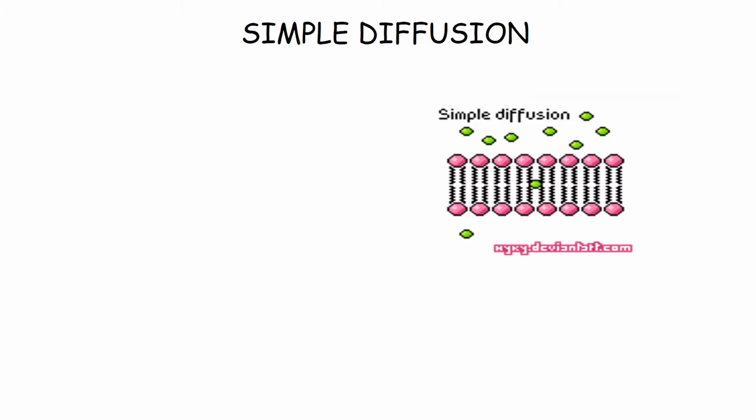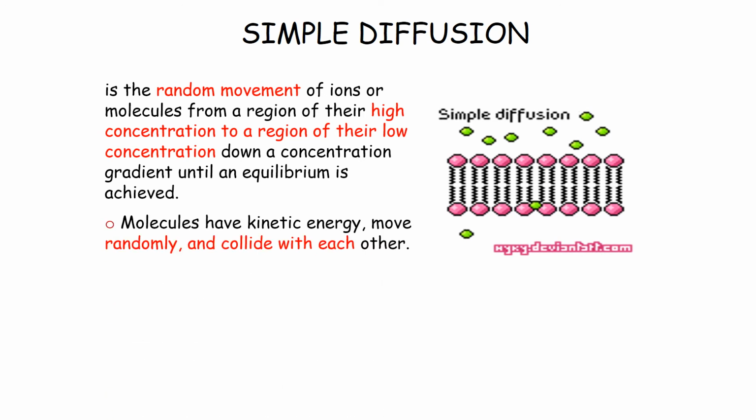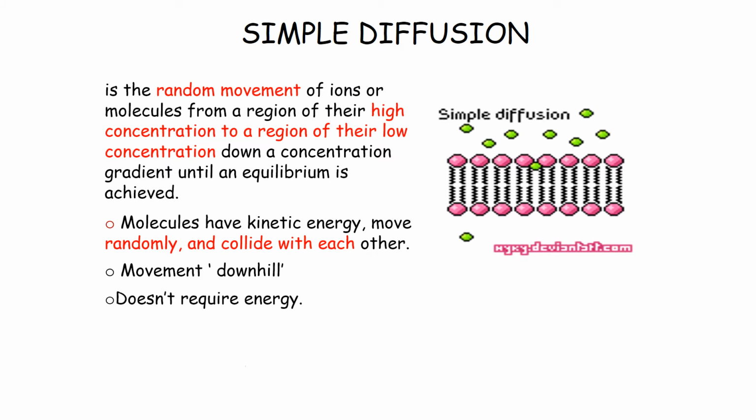So simple diffusion, as the name suggests, is a simple process. It is nothing but movement of substances along the concentration gradient from a region of higher concentration to a region of lower concentration. What drives this movement? It is basically when the molecules strike against each other through Brownian movement, they acquire kinetic energy by colliding, and then they cross the semi-permeable membrane if they are lipid soluble or small sized molecules. So it is basically a downhill movement and does not require any energy.